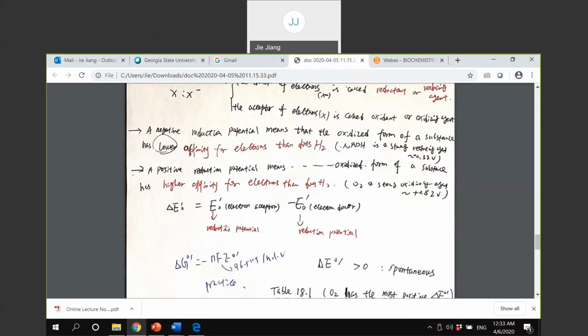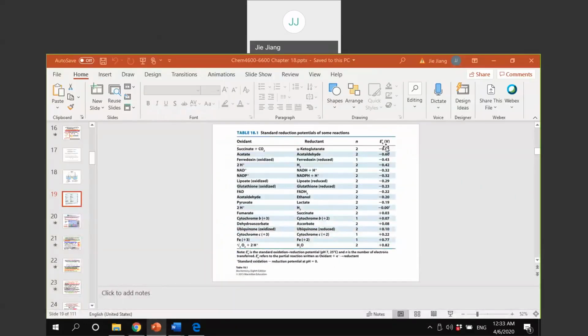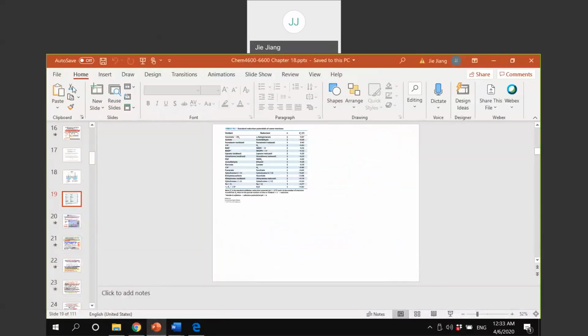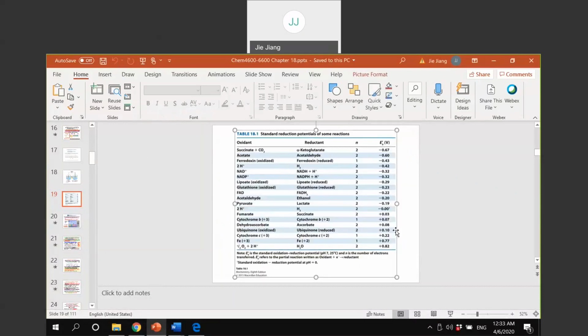And be careful for these values. It's always using reduction potential, which means half reduction reaction. These values, all these values are given as half reduction reactions. Okay.